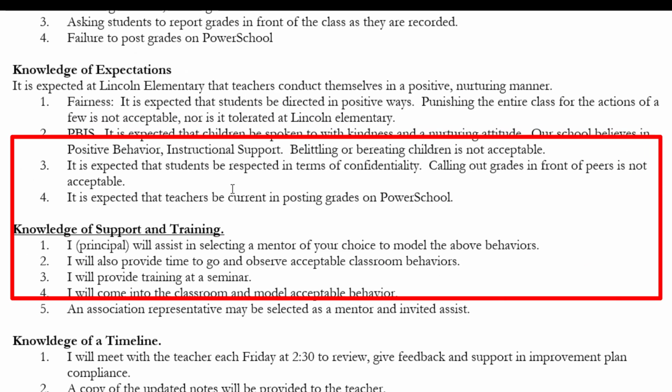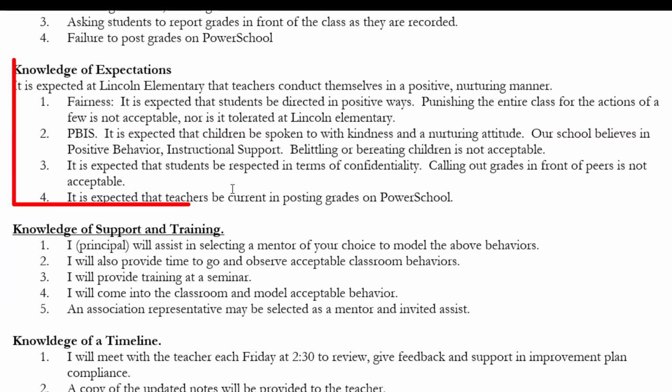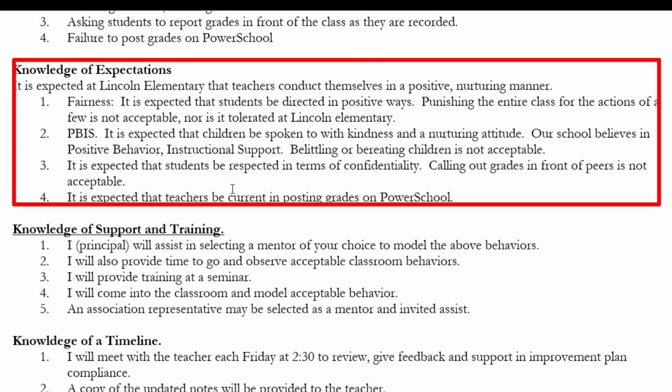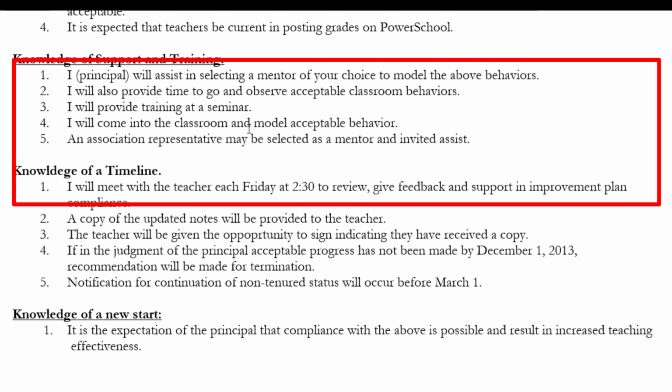Knowledge of expectations. Well, I just didn't know what Mr. Shirley expected of me. No, you put it in writing. It is expected at our school, and it is expected in the district that all of these things will happen, and this is appropriate behavior, and so on. You write that out, and you go over it over and over each week as you meet to review these things.